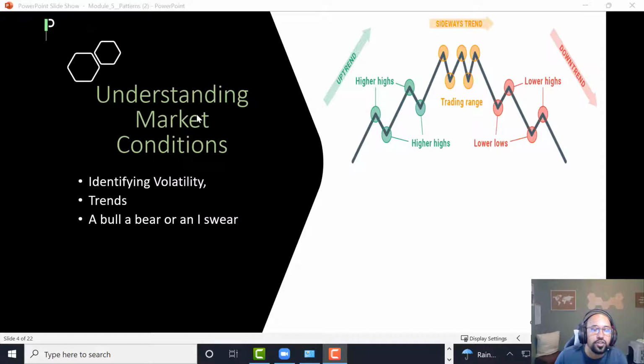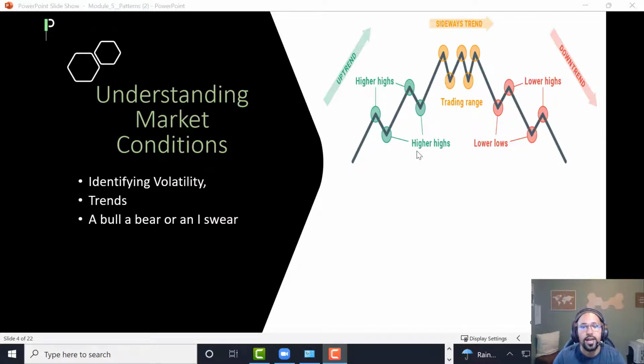Tip number 1 is understanding market conditions. Understanding, is the market volatile? Is it moving fast? Is it moving slow? Is it moving up? Is it moving sideways? Or is it moving down? You can see the image over here. We have an uptrend, we have a sideways trend, and we have a downtrend, right? We want to be able to understand what is the actual condition of the market.